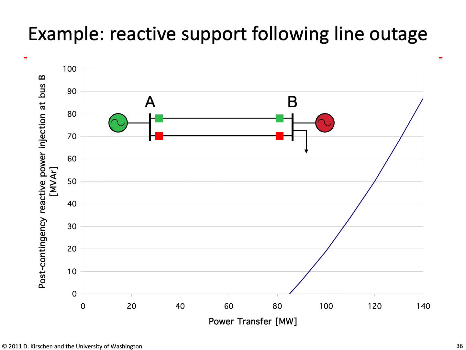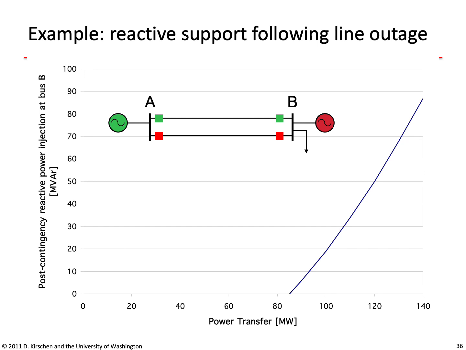And the figure below shows that if this power transfer is less than 85 megawatts, we're okay. We don't need any post-contingency VARs being provided at B. On the other hand, if we transfer more than 85 megawatts, we need to provide reactive support post-contingency at B to avoid this voltage collapse, and the amount of reactive support that needs to be provided at B increases rapidly with the power being transferred from A to B.